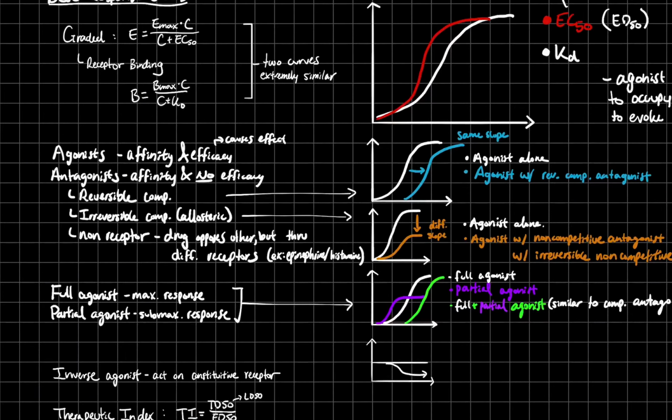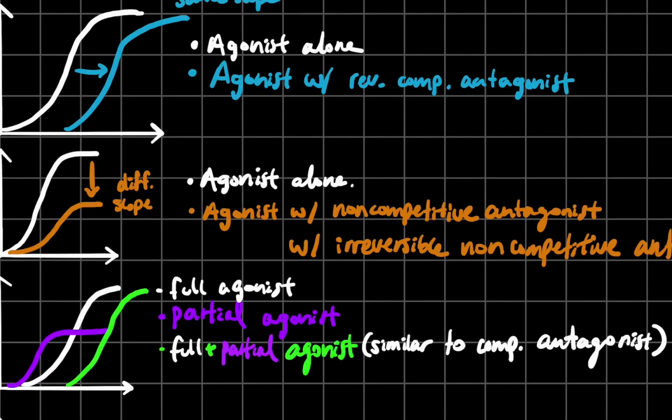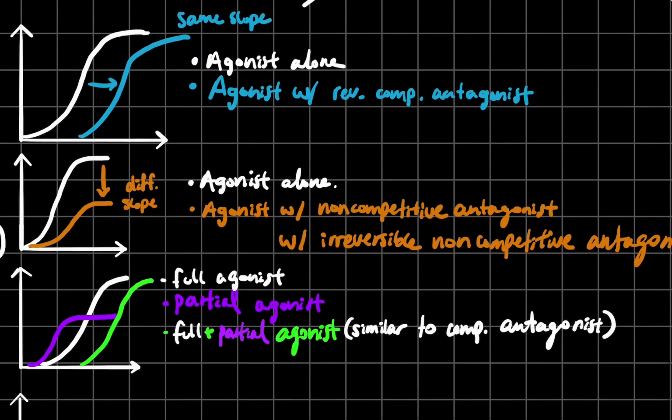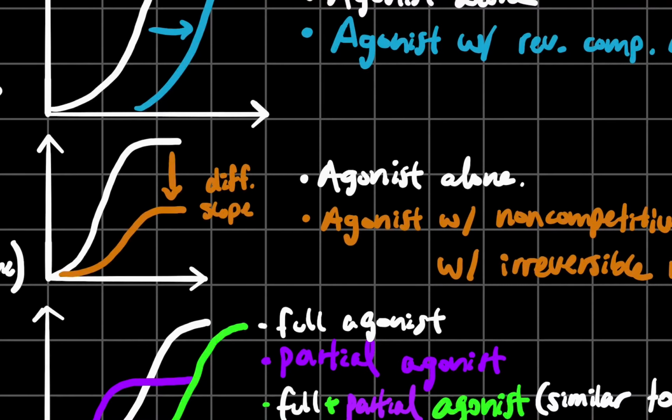And then for your irreversible competitive antagonists and your non-competitive antagonists, they're essentially going to be the same thing. You might have learned these as suicidal inhibitors when you were looking at enzymes. Essentially, it binds covalently to that receptor, to the active site, right? So obviously you're going to have a decrease in the total efficacy of your agonist, so you're going to have a different slope. You're not going to reach that same very high response that you might have had before.